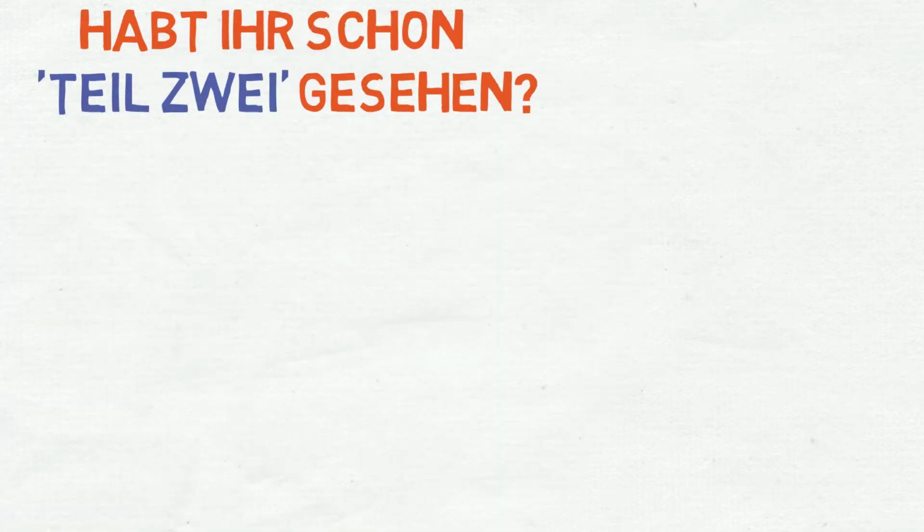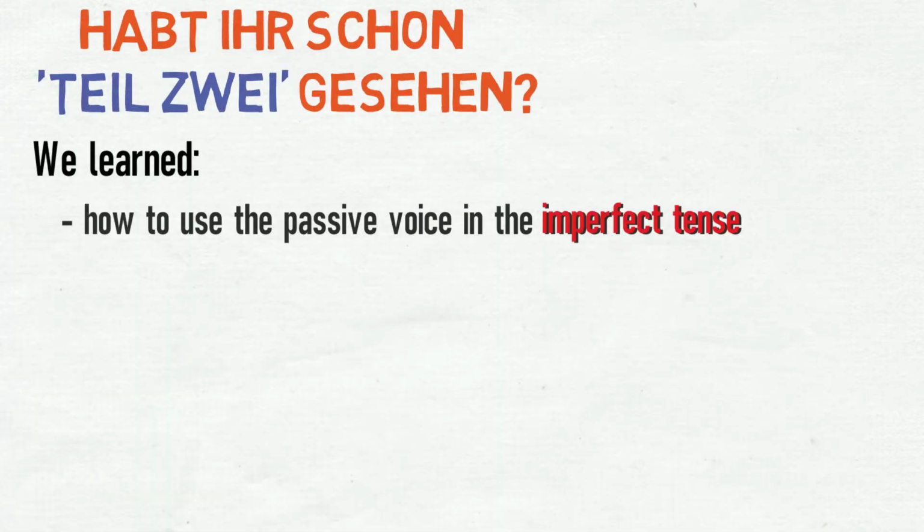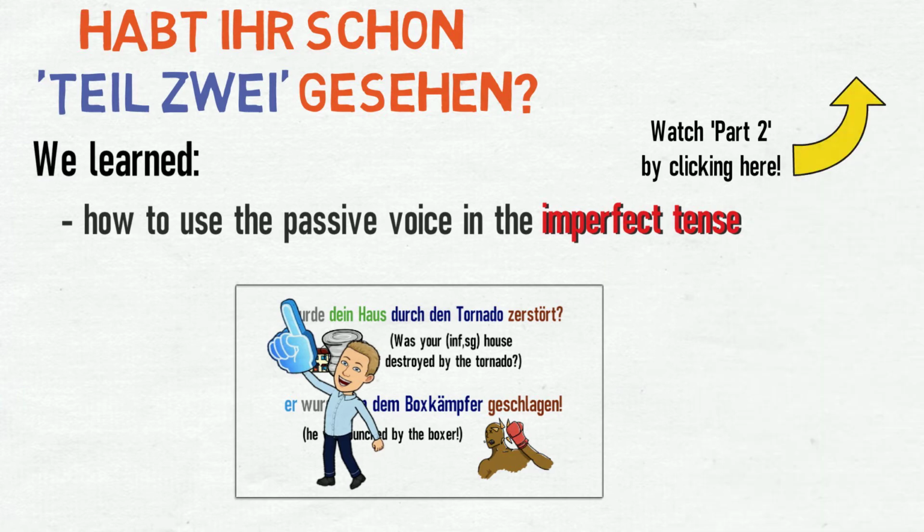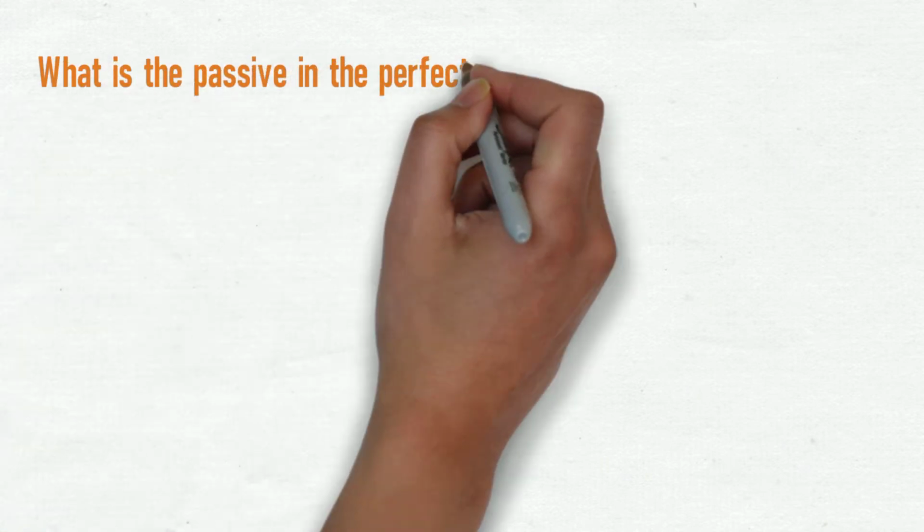This lesson follows on from part 2, where we discussed how to use the passive in the imperfect tense to form simple, past tense, passive sentences. If you haven't seen part 2 yet, please go back and watch it by clicking the banner now. In this lesson, we will be talking about how to form the passive using the perfect tense.